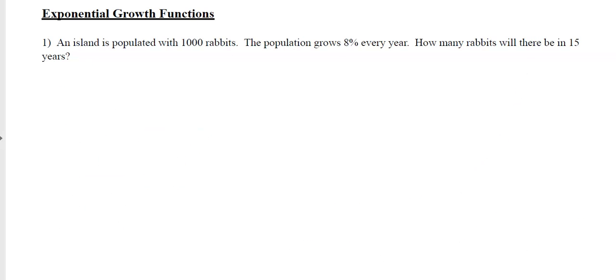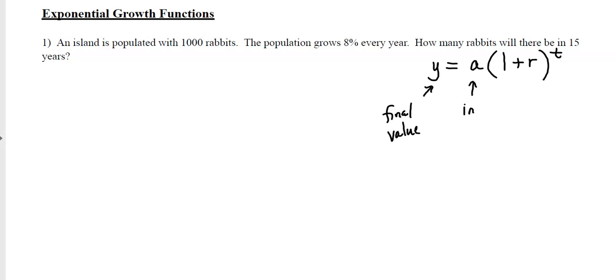So exponential growth is oftentimes written as y equals a(1 plus r) to the t, or to the x. I'm going to put t in here because it makes a little bit more sense for these problems. But in the graphing calculator, I put it as x. But what these represent is the y is our final value when all is said and done. This a number is going to be the initial value, or the starting amount.